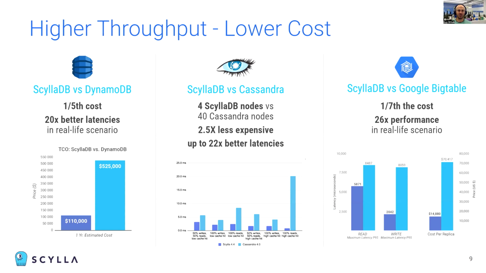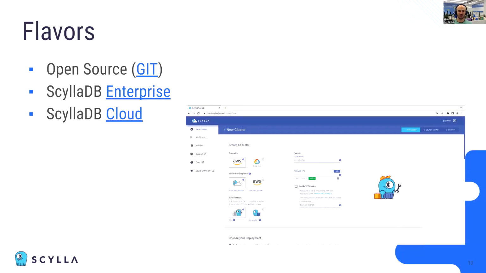So I don't want to go into the details of this slide, but these are just some examples from customers that migrated from different databases to ScyllaDB. And we can see that they reduced the number of nodes. Let's look at this Cassandra versus ScyllaDB example. From 40 Cassandra nodes, they changed to 4 ScyllaDB nodes. They reduced the cost by 2.5 times and got 22 times better latencies. Okay, so it's easy to understand why it makes the effort of switching worthwhile.